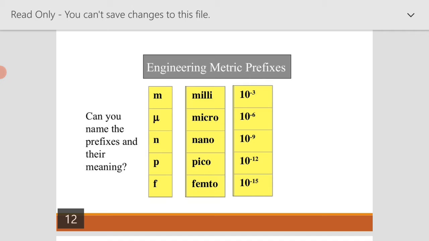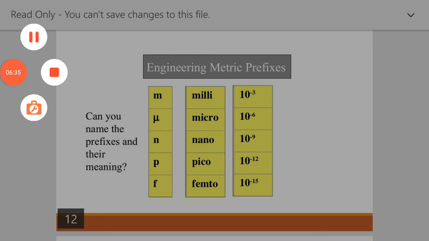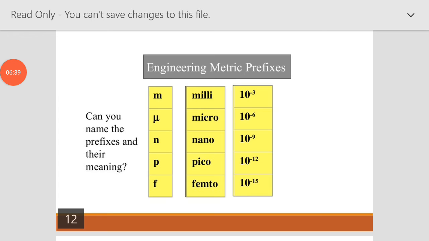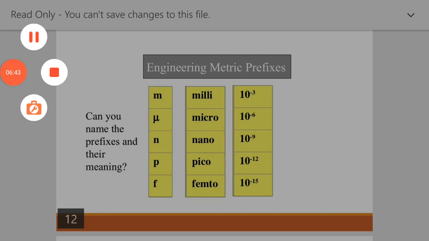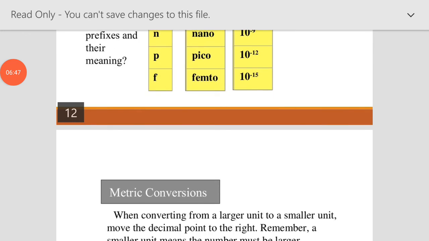Some others are pico, 10 raised to minus 12, denoted by small p. Nano, 10 raised to minus 9, denoted by small n. Micro, 10 raised to minus 6, and milli, 10 raised to minus 3, denoted by small m. These are also engineering metric prefixes we use practically.